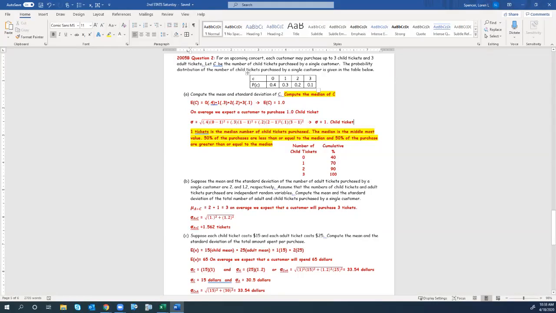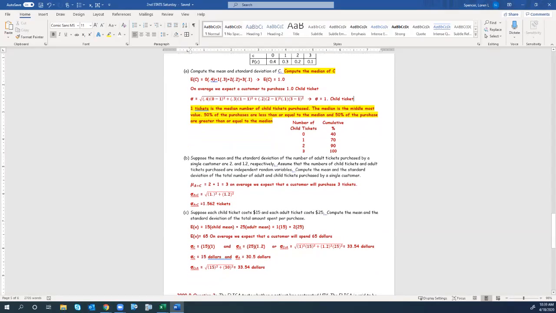So my answer occurred at number 1. You go, well, that's at 70%. And I go, yes, it is at 70%, but it also included 50%. That is the only category that included 50%, because 0 included only up to 40%. But the median at 50% was included in the category of 1. So if it asked for the median, that's what you would have done. Okay.